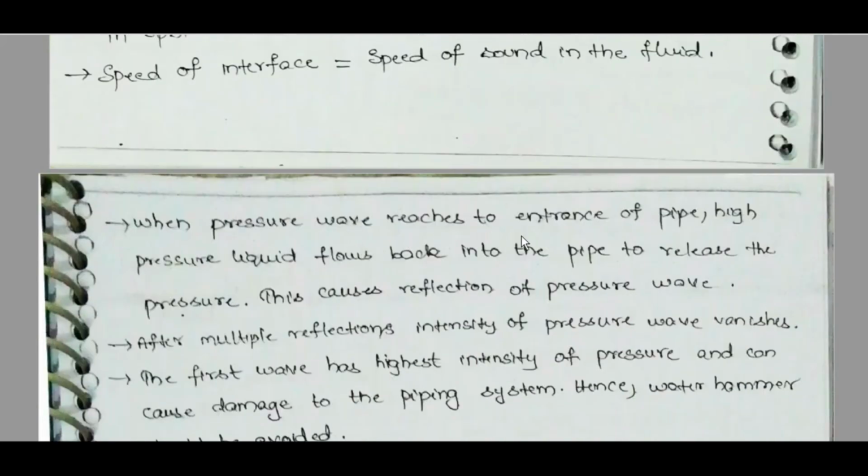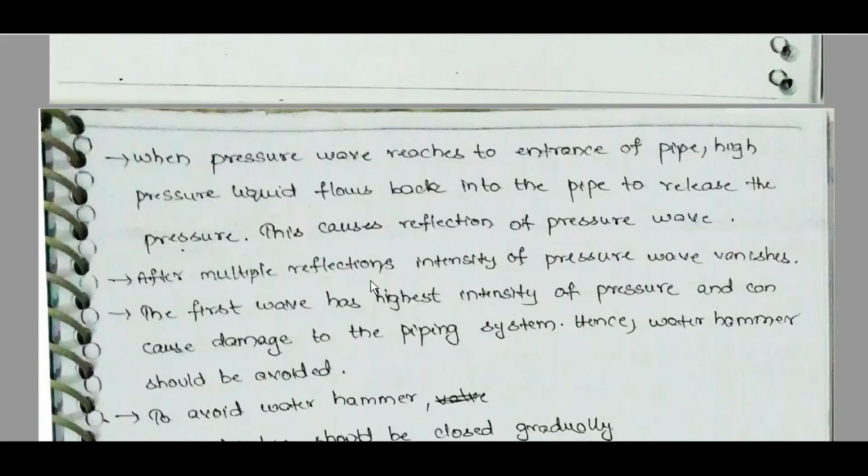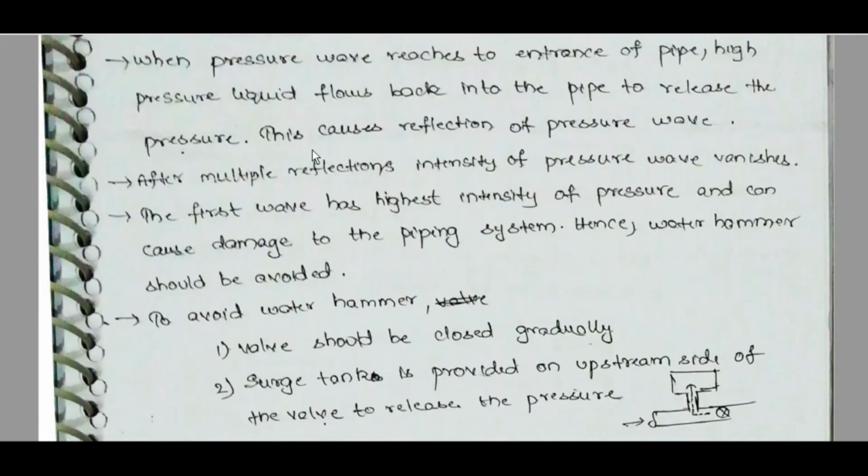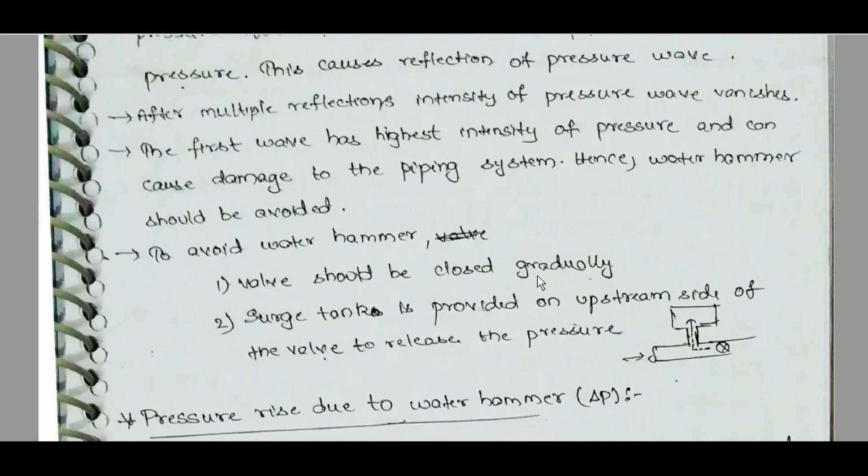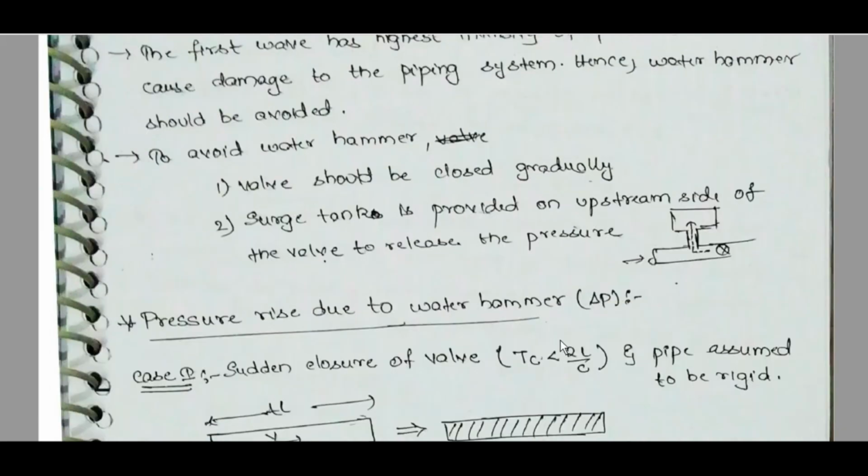When the pressure wave reaches the entrance of the pipe, high pressure liquid flows back into the pipe to release the pressure. This causes reflection of the pressure wave. After multiple reflections, the intensity of the pressure wave vanishes. The first wave has the highest intensity and can cause damage to the piping system, so water hammer should be avoided. To avoid water hammer, the valve should be closed gradually. A surge tank is to be provided on the upstream side of the valve to release the pressure.